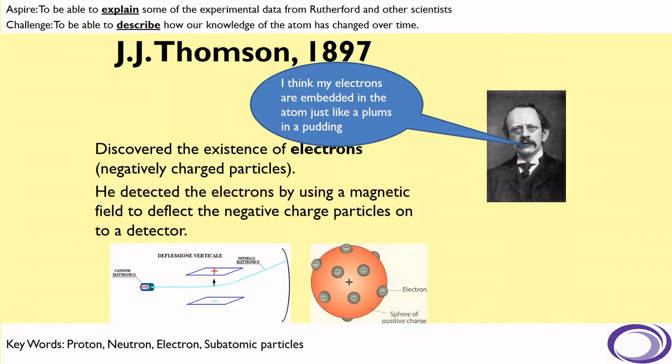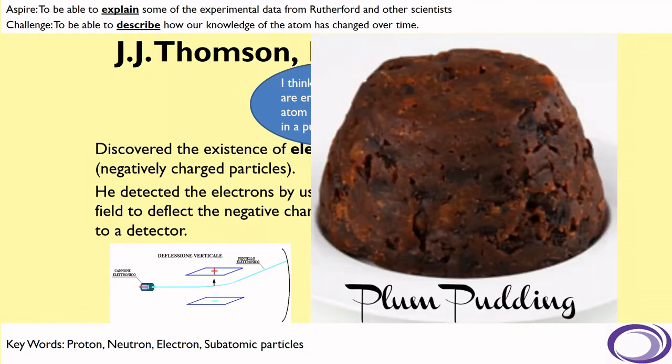He detected the electrons by using a magnetic field to deflect the negative charge particles onto a detector. And there's a diagram of how that plum pudding could be arranged. Now, I'm going to show you a picture of a plum pudding just so you know what it might look like. It's a little bit like a Christmas pudding, with the cake and the currants in the middle. The currants would be the electrons in this case. J.J. Thomson had some really clever students, and his students did further experiments to try and confirm his ideas. They didn't quite confirm them, so let's have a look at our next scientist.